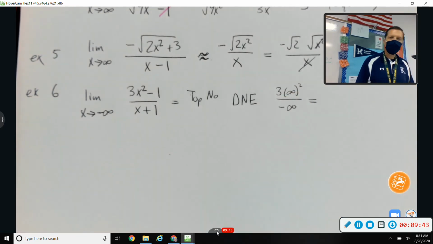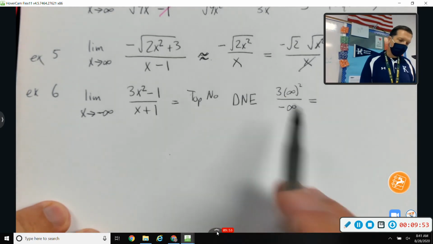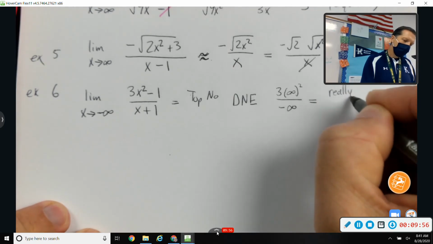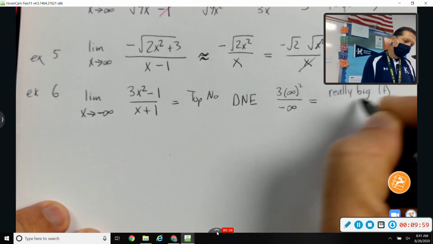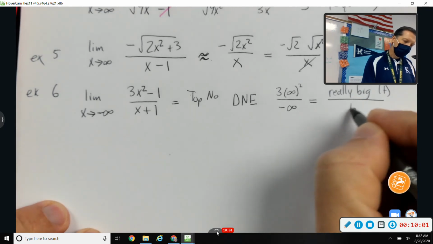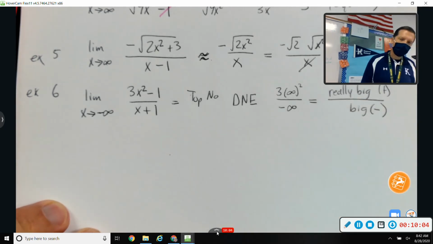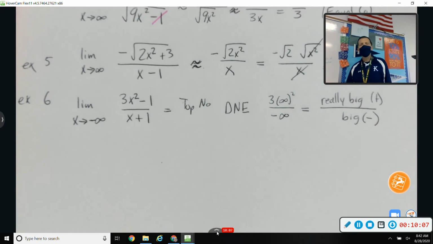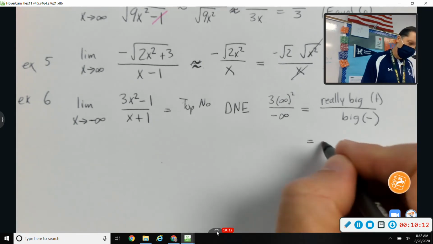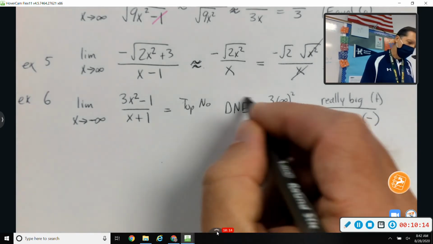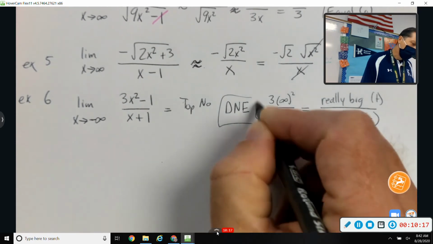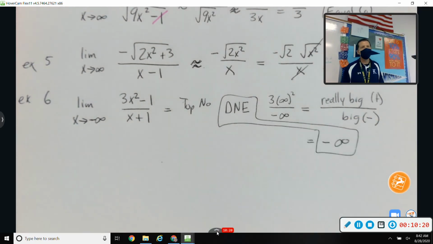So that feels terrible writing that too, because you can't really square infinity. You can't really substitute in infinity. But it helps us figure out the top is getting big, really big, but positive. The bottom's getting big, but not as big, and negative. So really big positive divided by big negative would be negative infinity. So the answer is sort of both pieces. It doesn't exist because it goes to negative infinity.